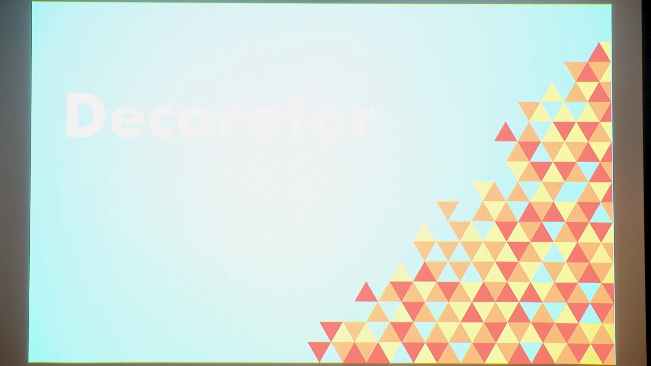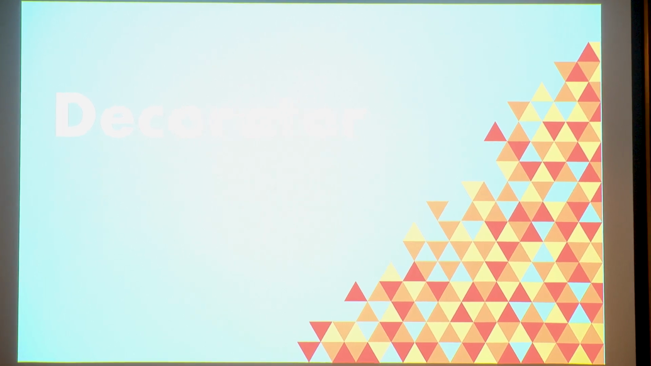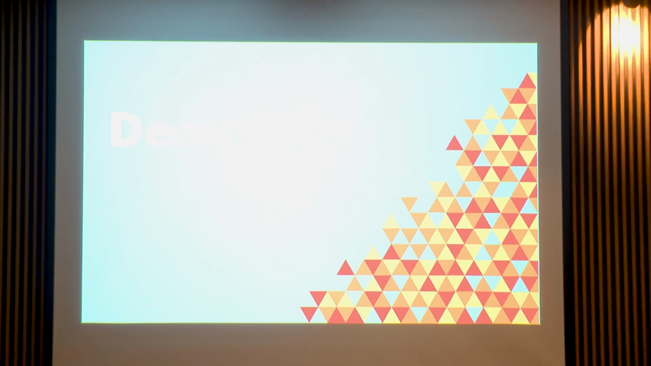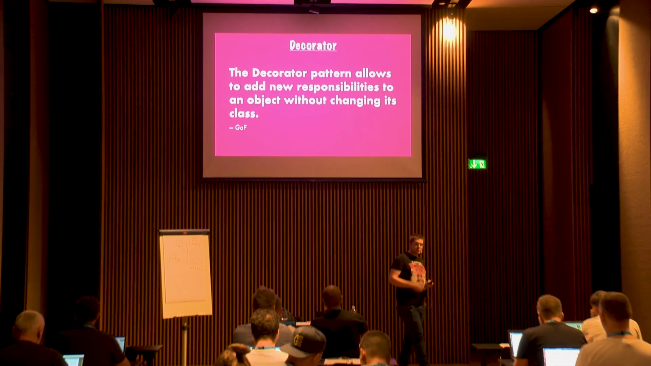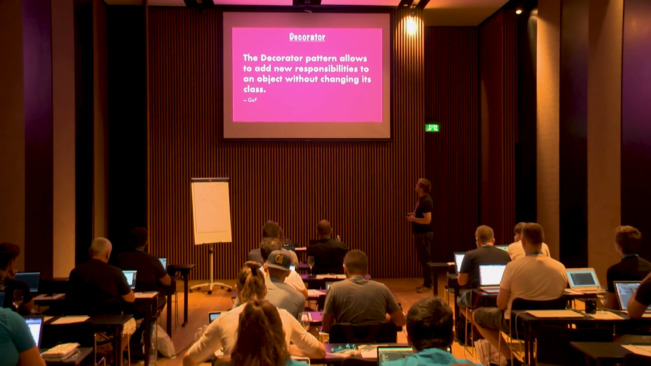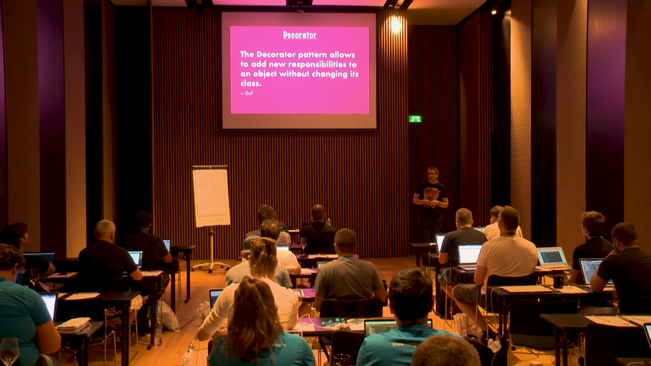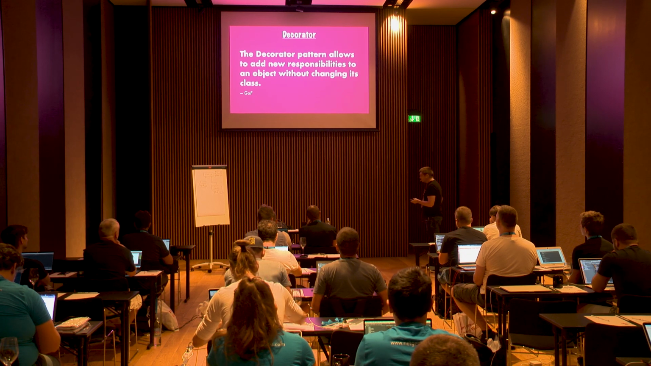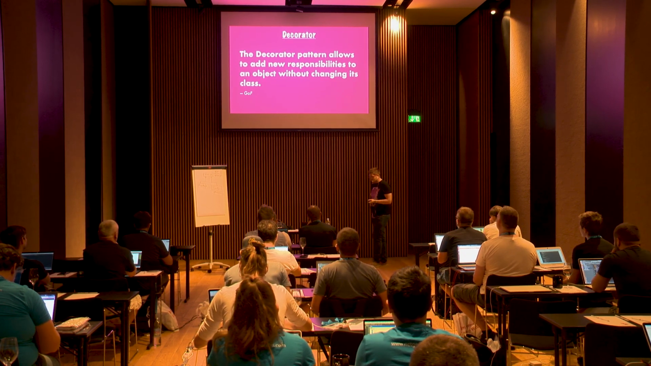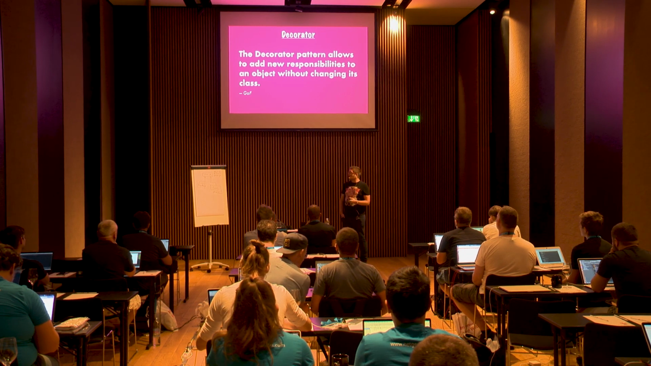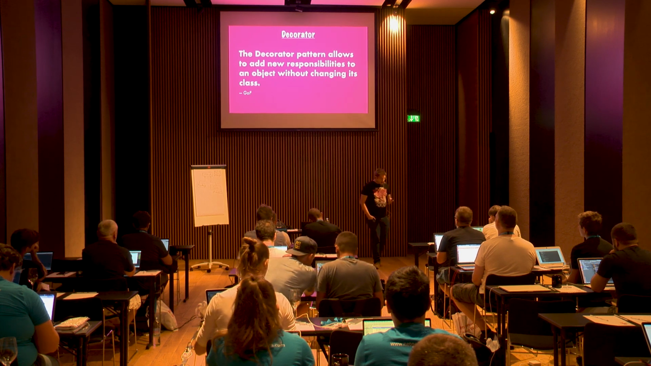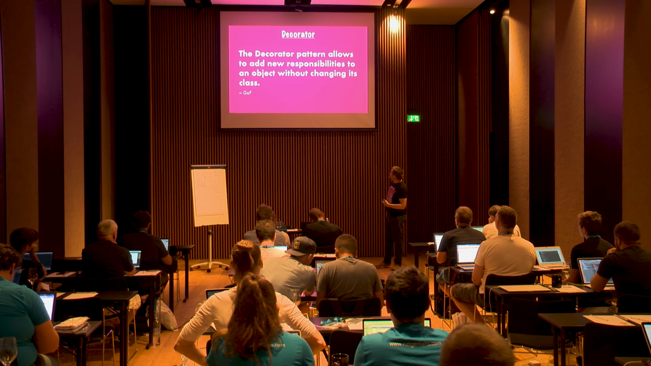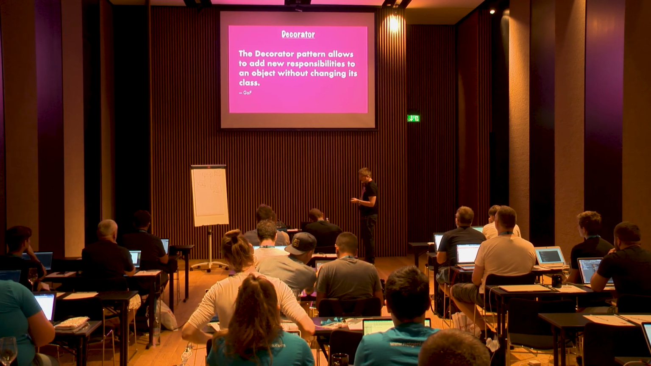All right, so we saw the composite. Now you will see the decorator, which is quite similar to composite, but they don't serve the exact same purpose. Basically, the decorator pattern allows you to add new responsibilities to an object, but without changing its class, just by creating new classes. It's a way to extend an object. Remember the open-close principle. You should be able to open a class behavior without changing the class of this object. So decorator is probably the design pattern which really leverages this open-close principle.